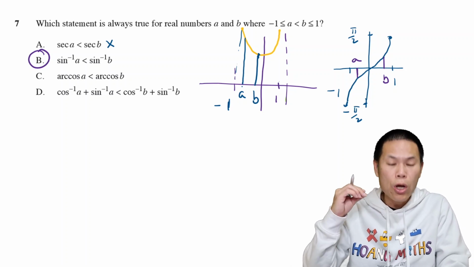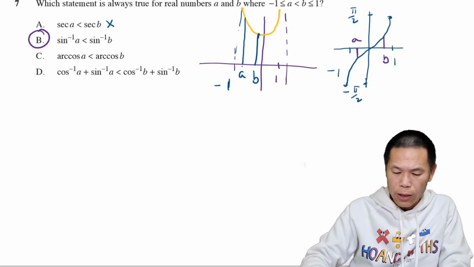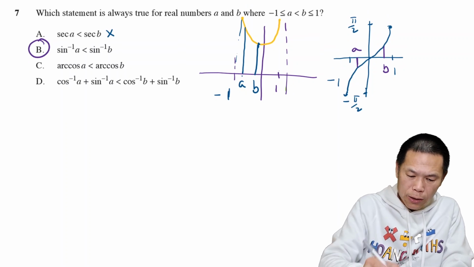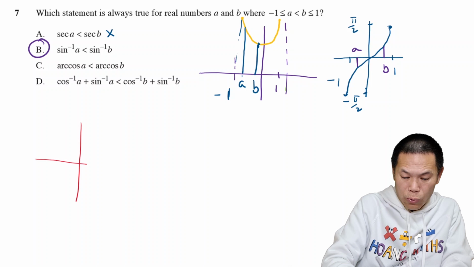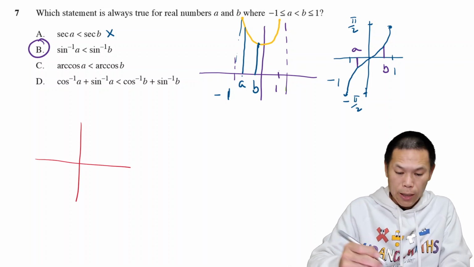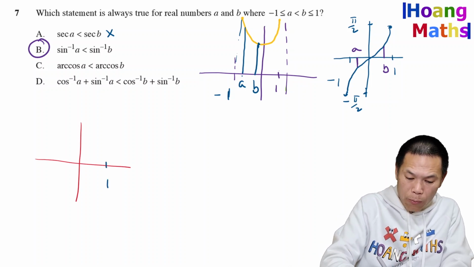Okay, so let me just do inverse cos. Let me just sketch it first. So part C is inverse cos. Let me just quickly do it. Cos is between -1 and 1, keep that in mind. And this is pi over 2.